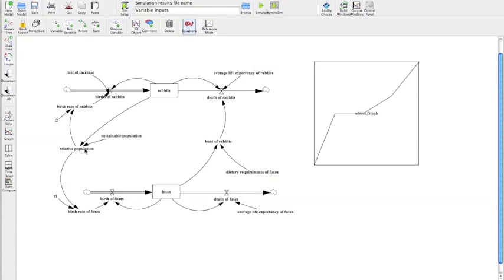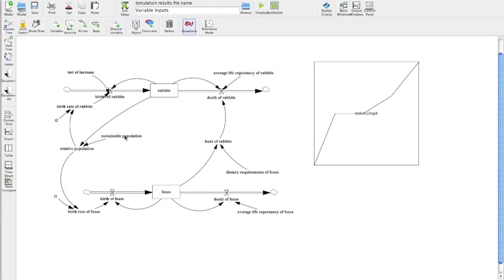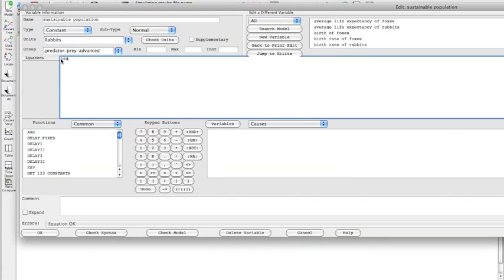Now, this relative population that feeds into the birth rate of rabbits is a ratio of the population of rabbits to a new variable that is defined in this model as sustainable population. The idea is that you look at the rabbits as they compare to some population, and this could be a target population, or in this case is being called sustainable population, some value, which in this model is equal to 500 rabbits, as you click back to the equation for the sustainable population.